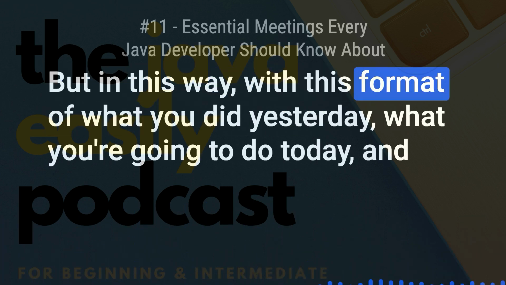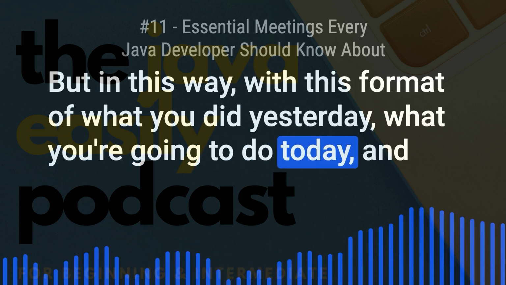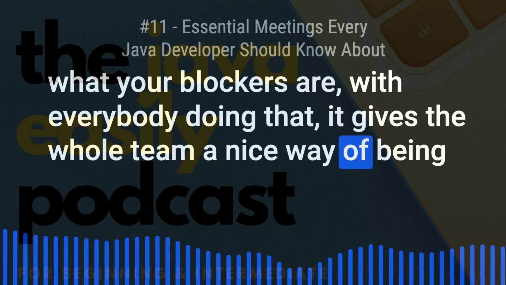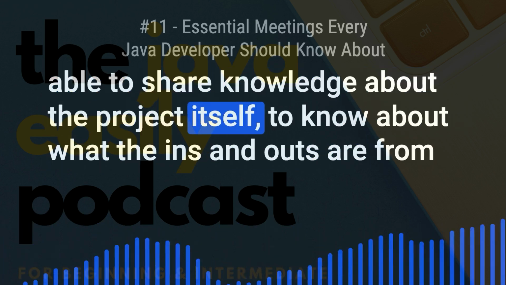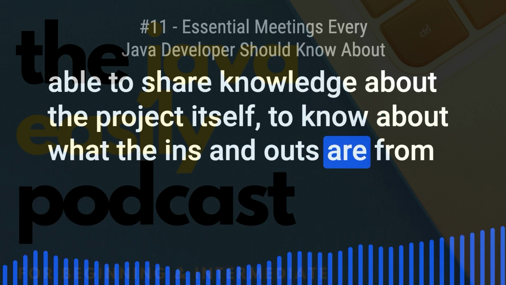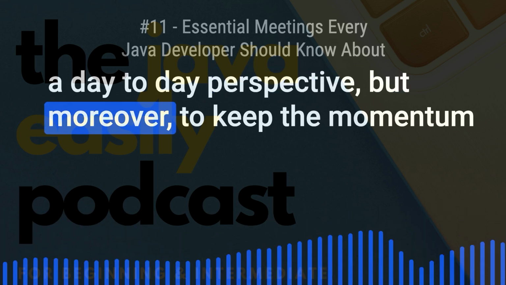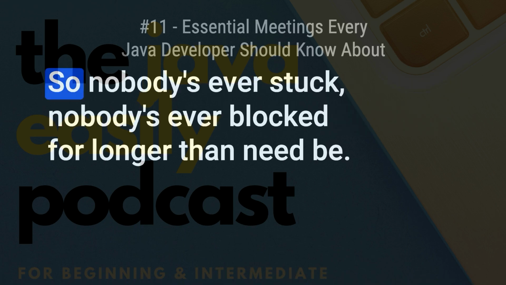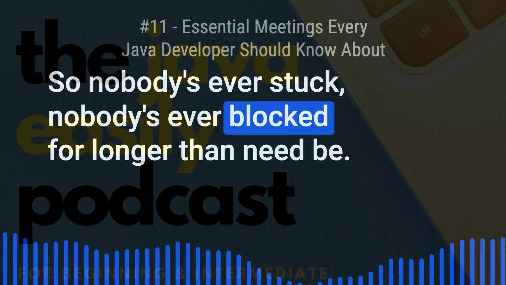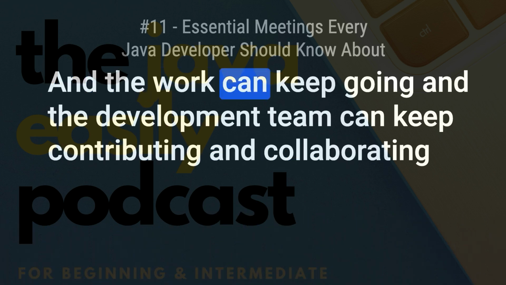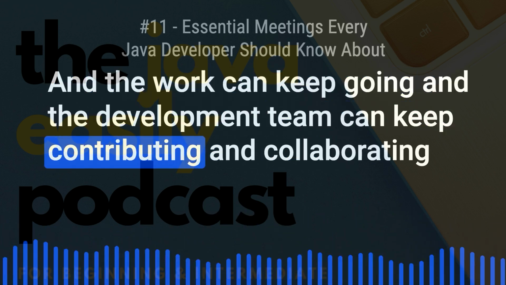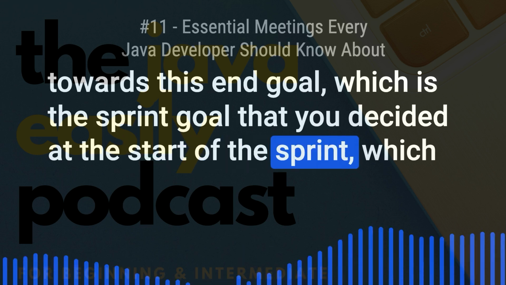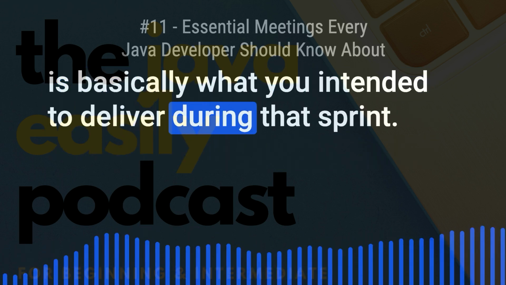But in this way, with this format of what you did yesterday, what you're going to do today, and what your blockers are, with everybody doing that, it gives the whole team a nice way of being able to share knowledge about the project itself, to know about what the ins and outs are from a day-to-day perspective, but moreover, to keep the momentum going, to keep the project flowing and going in the right direction. So that nobody's ever stuck, nobody's ever blocked for longer than need be, and the work can keep going and the development team can keep contributing and collaborating towards this end goal, which is the sprint goal that you decided at the start of the sprint, which is basically what you intended to deliver during that sprint.